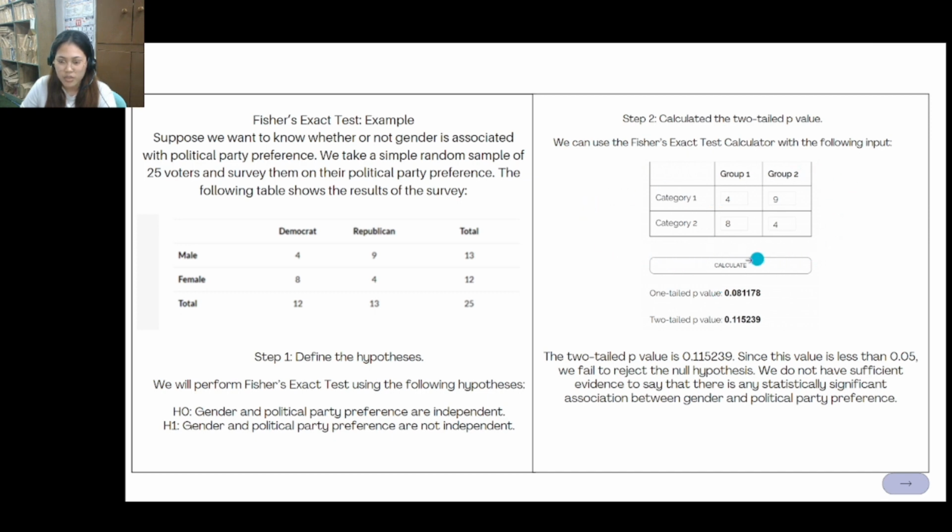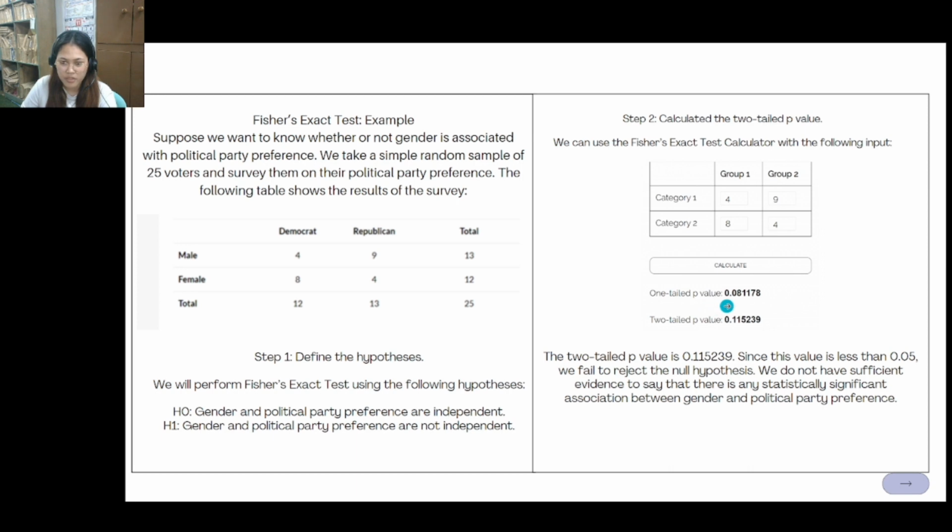I searched it in Google. You can search this one, the Fisher's exact test calculator. In group 1, category 1 is the male, category 2 is the female, and Democratic is the 4 and 8. Republican, the 9 and the 4. Then click calculate. So here is the outcome.